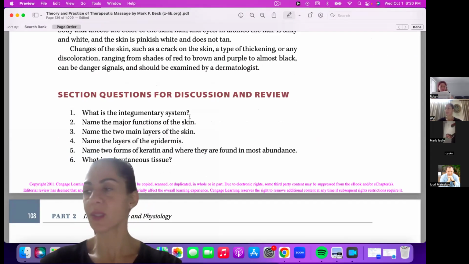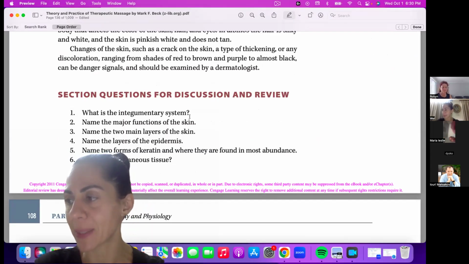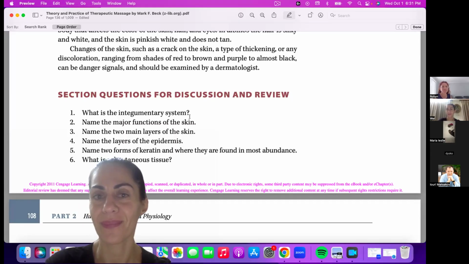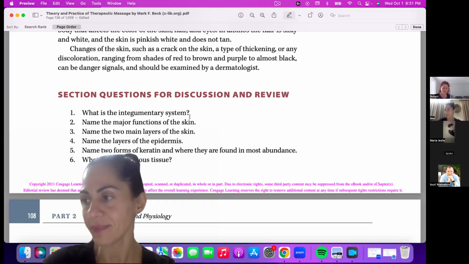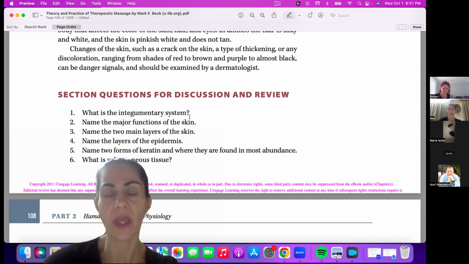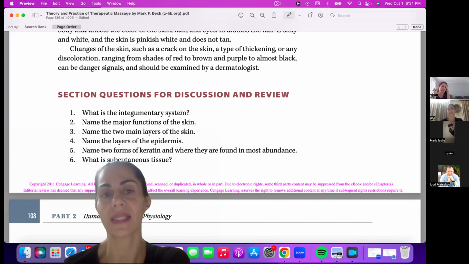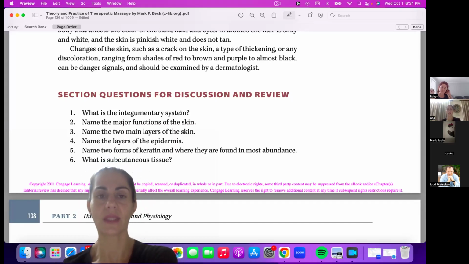So, let's start. What is the integumentary system? What do we call it? What other name is there for it? The skin? Correct. It's the skin organ, the covering of the body. What else did we talk about yesterday about the organs? Is it the smallest, the biggest? The largest, exactly. So it is the largest organ of the body.